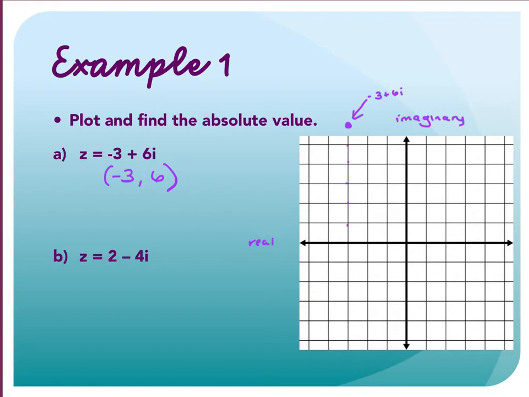The absolute value of this would be the square root of a, which is negative 3 squared, plus b, which is 6 squared. I get the square root of 9 plus 36, which is the square root of 45. And 45 is 9 and 5, so that becomes 3 root 5. So this will be one of the two things that you graph.